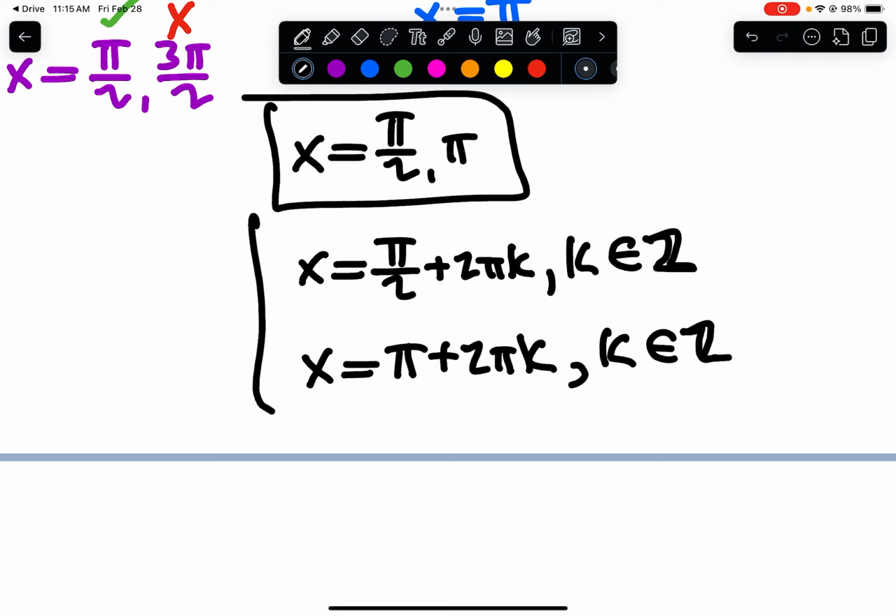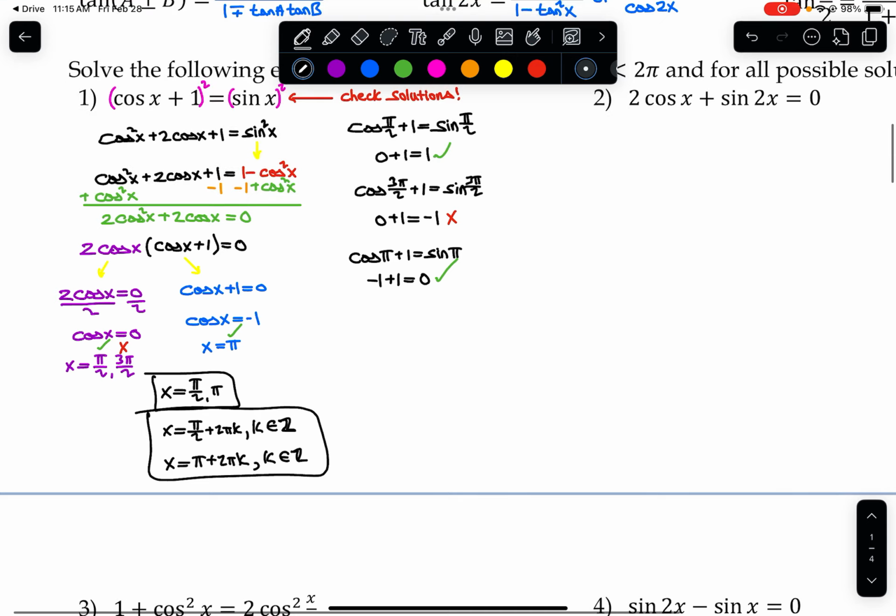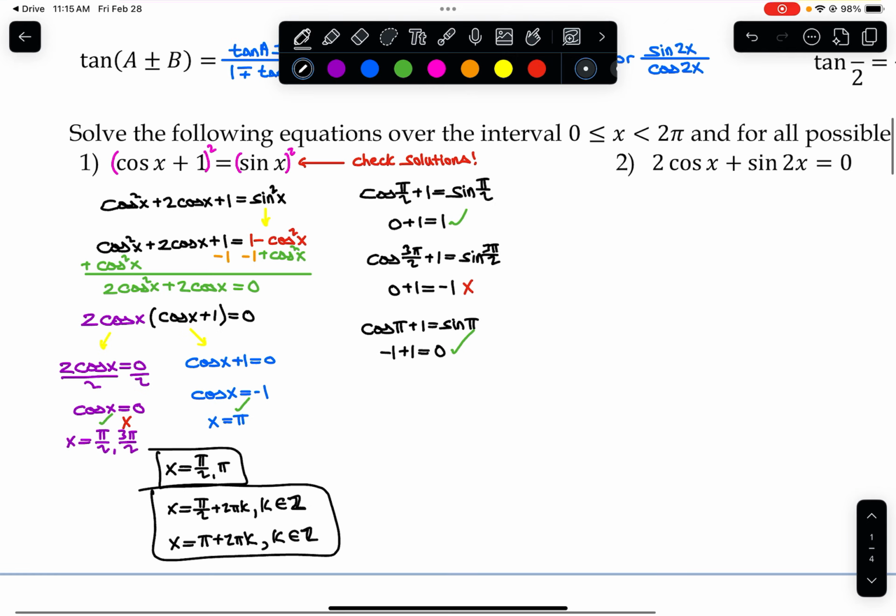Wow, my handwriting is actually terrible today. I mean, it is every day.